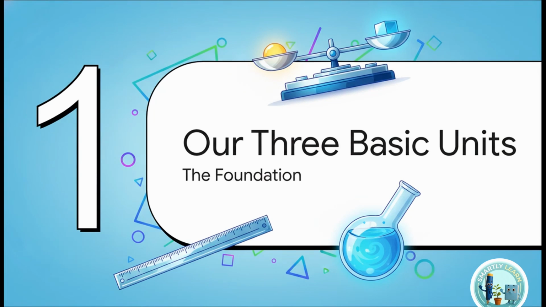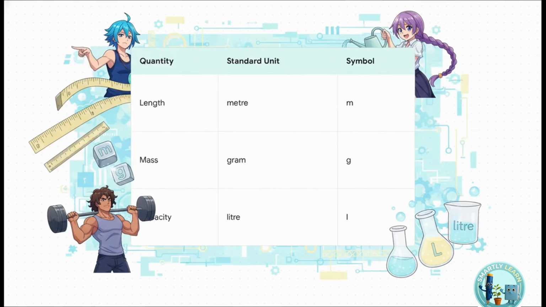You see, the entire metric system, and I mean all of it, is built on just three super simple, basic units. And here they are, our three heroes. For length, you've got the meter. For mass or weight, you've got the gram. And for capacity, how much liquid something holds, it's the liter. That's it. Meter, gram, liter. These are the building blocks for literally everything we're going to talk about.